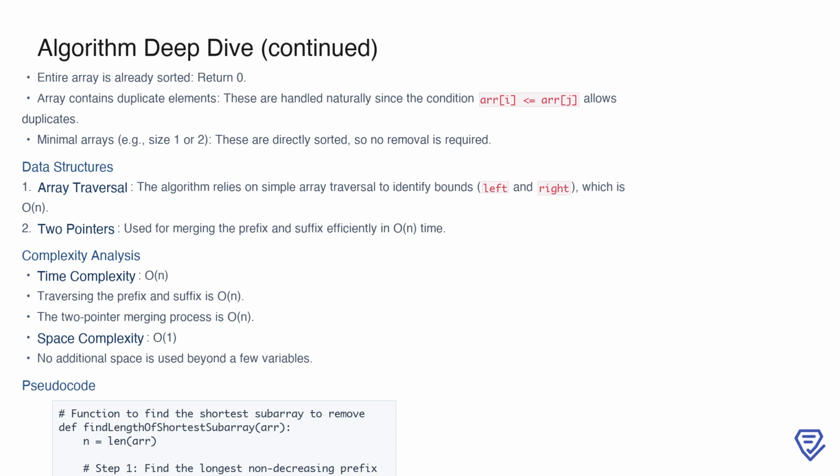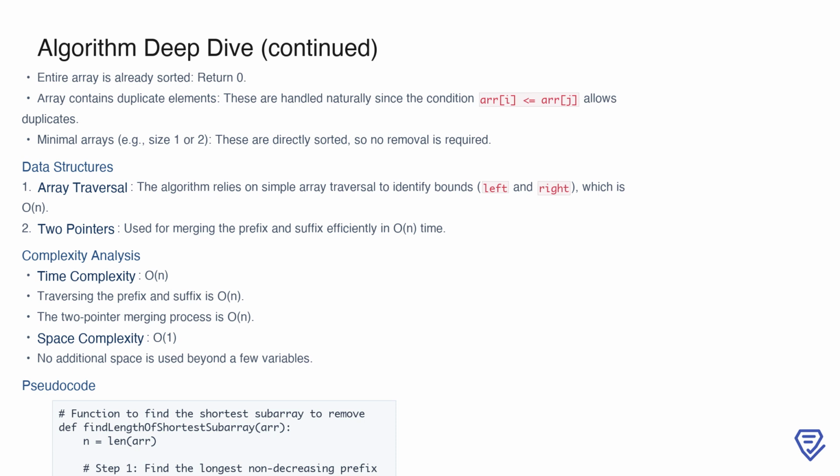Breaking the problem into prefix and suffix simplifies the solution because it reduces the comparison space, allowing us to focus only on the problematic middle section. The two-pointer approach is particularly efficient here, as it ensures that the merging process operates in linear time.